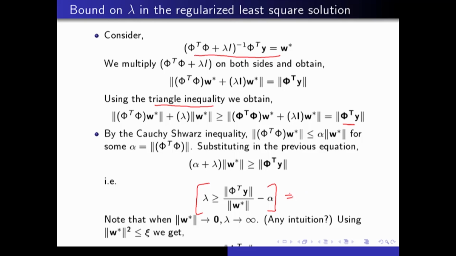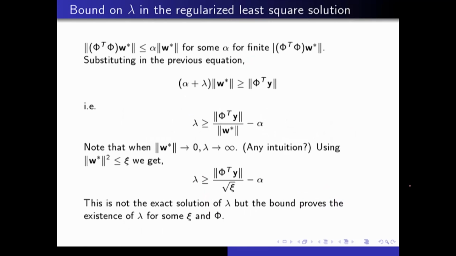And the correspondence is that lambda is greater than or equal to 1 upon xi times phi transpose y minus alpha. Well, actually there will be a root of xi because of the involvement of the norm of phi transpose phi. So this is just an intuition that there exists such a lambda for corresponding xi and phi.